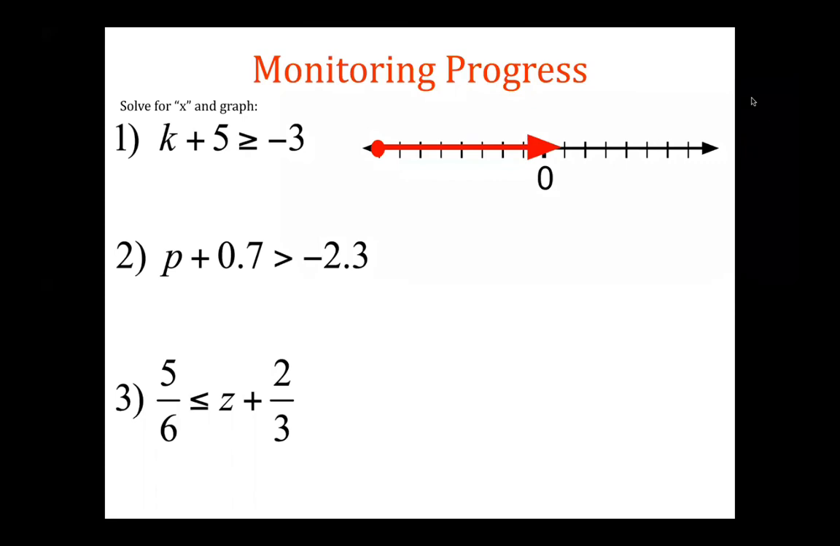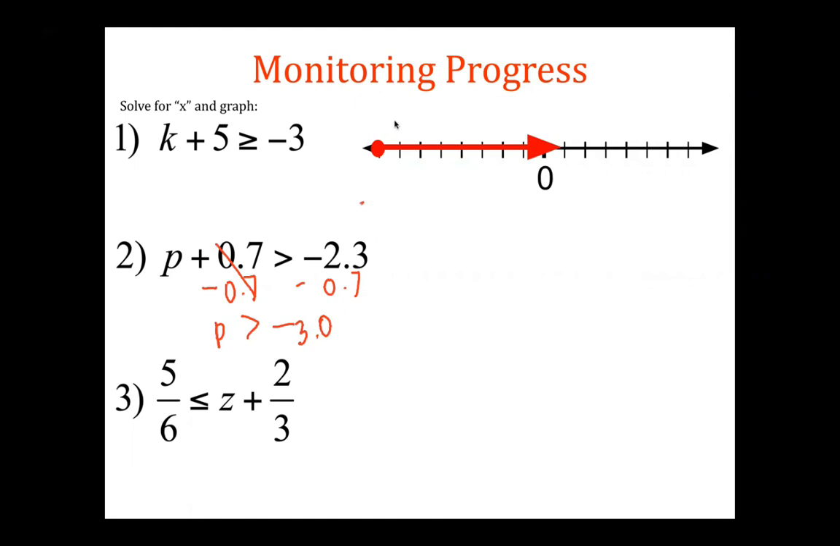Let's look at number 2. We have p plus 0.7 is greater than -2.3. First, go ahead and subtract 0.7 from both sides to isolate p. Whenever you are subtracting two negative numbers, you're really just adding them to get a negative sum. So that would be -3.0.